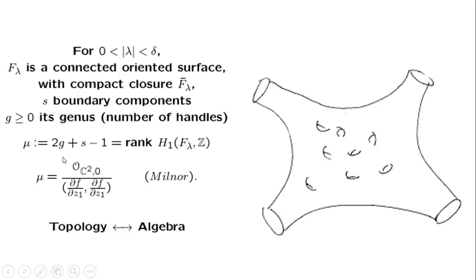And this number, which we call mu, can also be computed as the codimension in the ring of holomorphic functions of the ideal generated by the partial derivatives of F. So this brings in a very interesting topic: what's the relation between a function and its first partial derivatives. My interest in this topic is in this relation between the topology and the algebra. We have not finished the analysis of this relation between the topology and the algebra, and so today's lecture will be basically centered on what we have understood on the topological part of the picture.